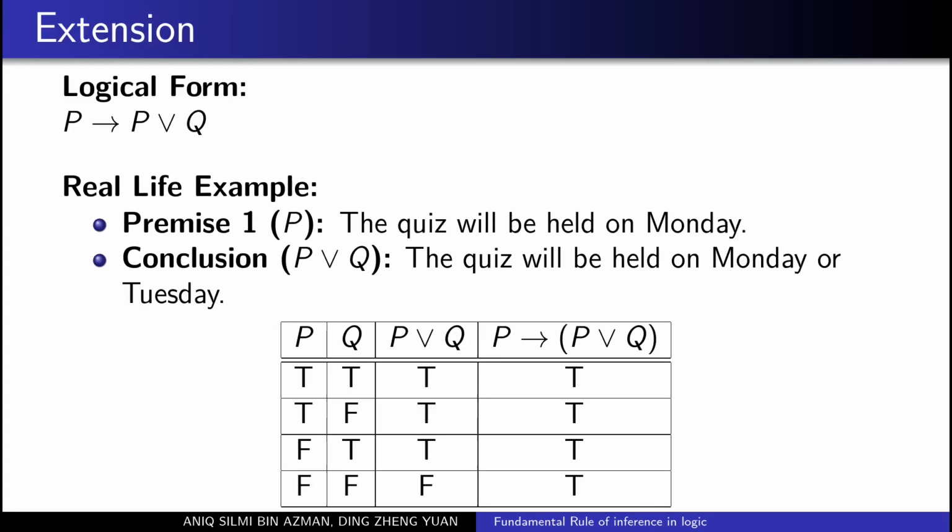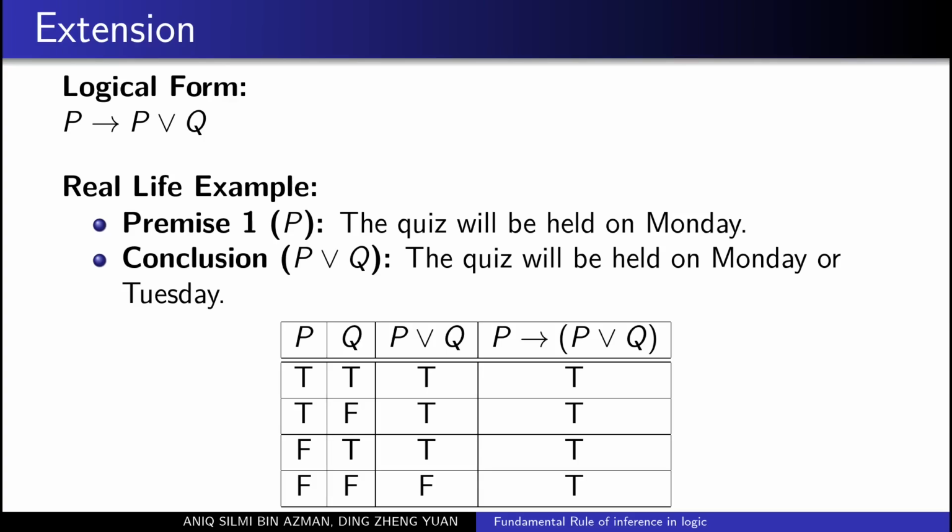The last inference rule is extension. We can extend the statement using disjunction. From the truth table below, we can see two statements P and Q. P or Q will be true if one of P or Q is true. The implication is only false when true implies false. Hence, we observe that P implies P or Q is always true, which is also a tautology.